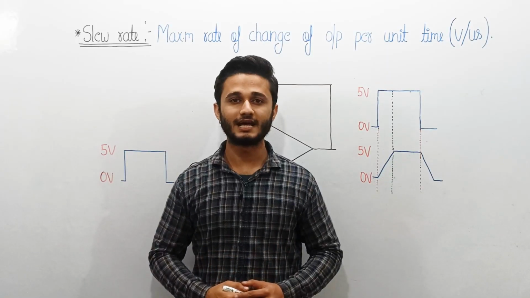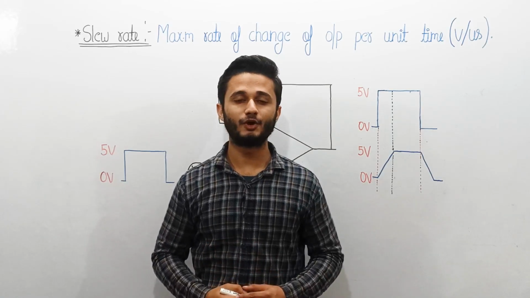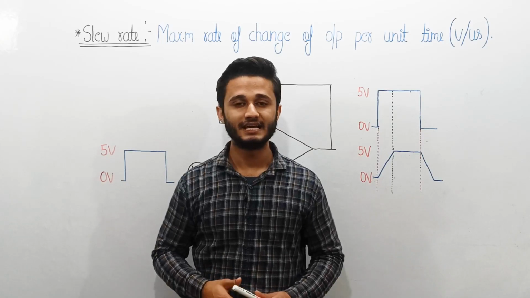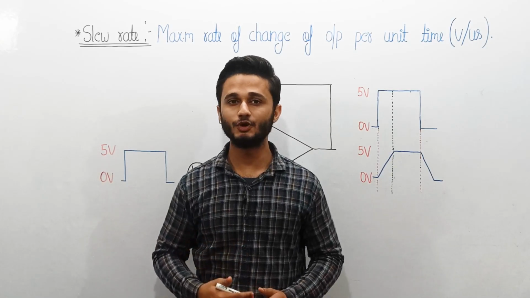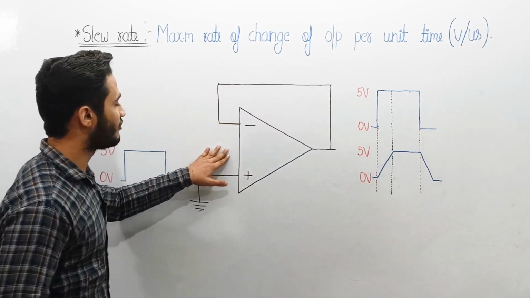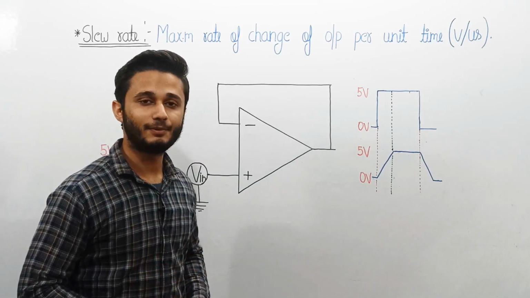Let's now talk about the last term, which is slew rate. It is also very important from the exam's point of view. So slew rate actually defines how fast or how quickly the op-amp will respond to the applied input. For example, consider this diagram of a voltage follower. A voltage follower simply follows the applied input.